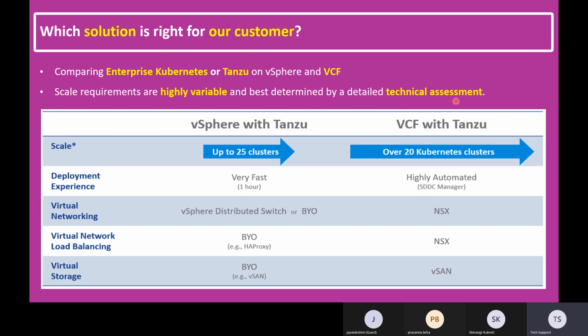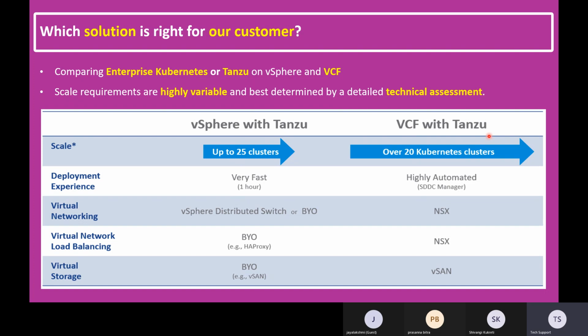Normally this assessment is taken care of by solution architects. Solution architects will do all your technical assessments and suggest the relevant product. But for easy understanding, I've given a comparison between vSphere with Tanzu and VCF with Tanzu. If you are using vSphere with Tanzu, it supports a maximum of 25 Kubernetes clusters. That is the scale.